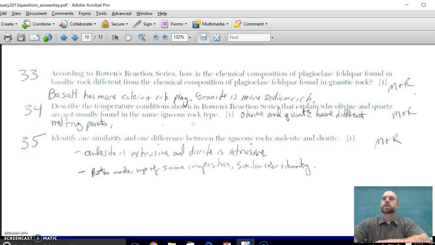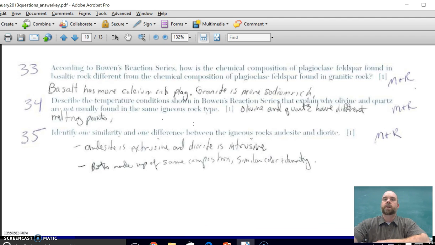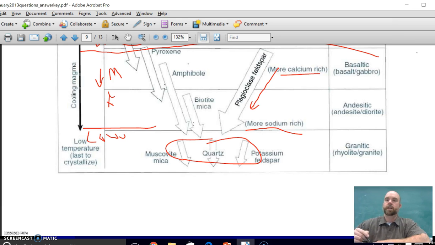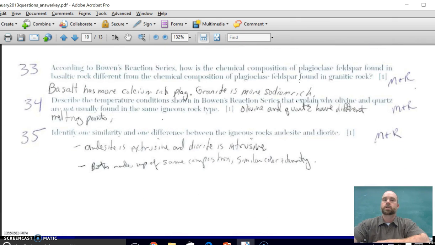All right. How is the chemical composition of plagioclase found in basalt different than the chemical composition in granite? Well, we just saw. When we have granite over here, it's going to be more sodium rich. Basalt, more calcium rich. Describe the temperature conditions of the Bowen's reaction series that explain why olivine and quartz are not usually found in the same igneous rock type. It's because they have different melting points.